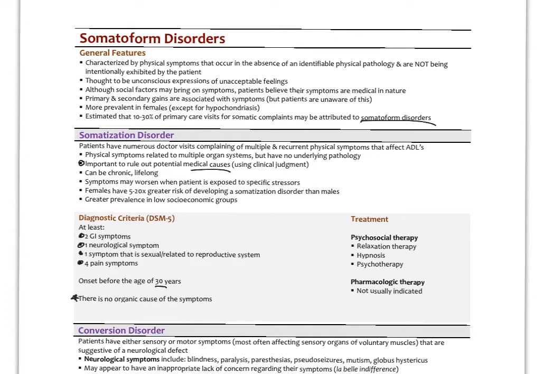The treatment really is, again, based on psychosocial therapy. Pharmacologic therapy is usually not indicated, but again, this is where in the therapeutic order I would address levels 1 through 3.